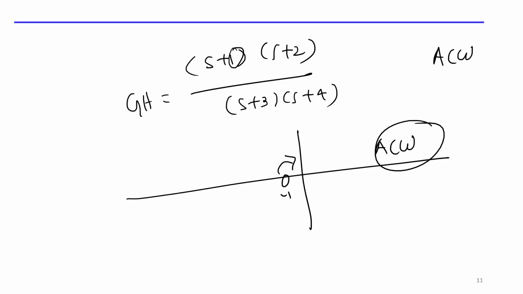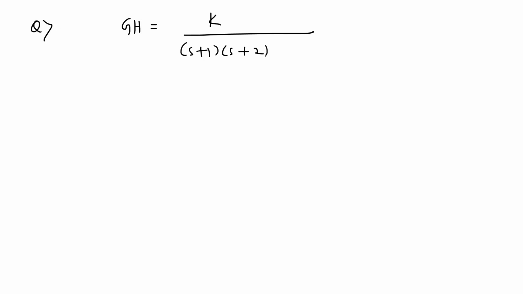Let me give one more question. I'll give you a tougher question. It's a very tough question. Write down this question, everyone. GH equals K divided by (S plus 1)(S plus 2)(S plus 3). And he's asking us to find K for system stability.